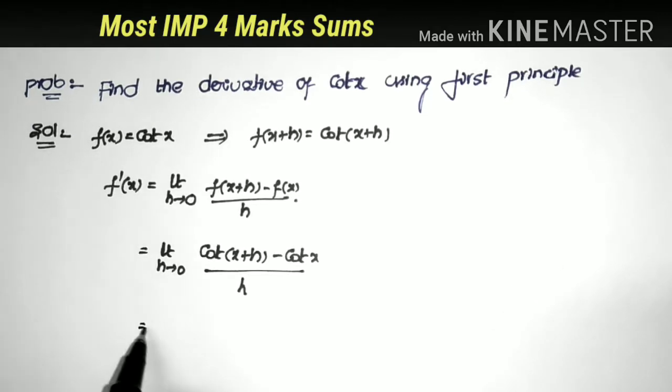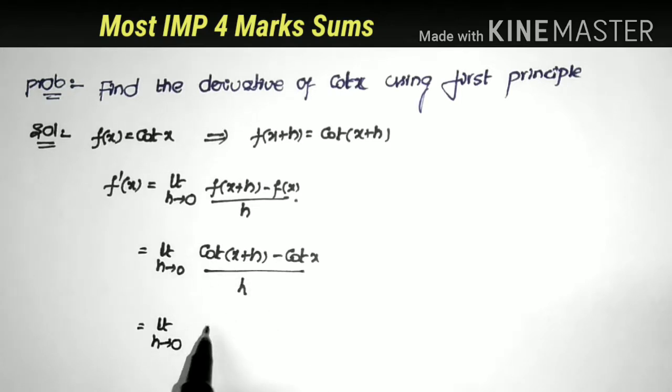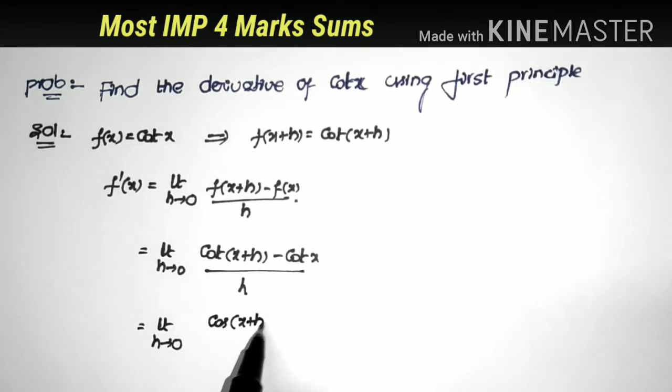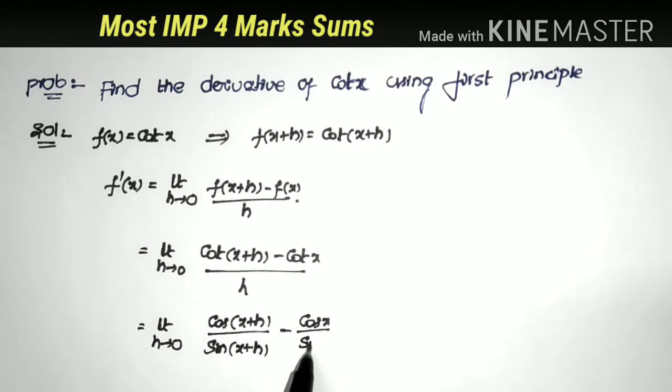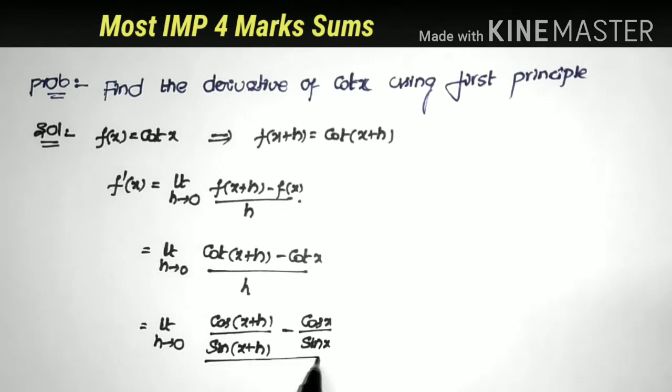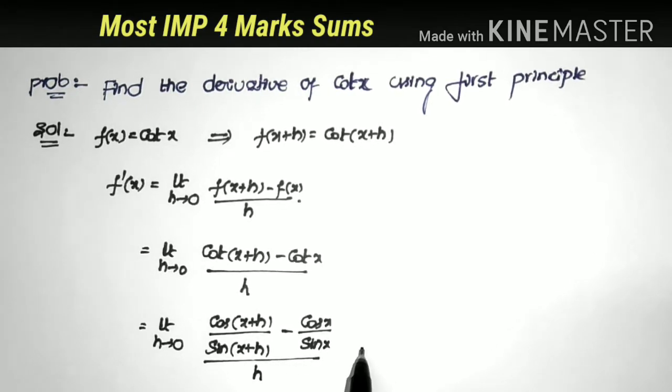And this is equal to limit h tends to 0 of cot x plus h. Cot of x plus h is nothing but cos of x plus h by sine of x plus h. Cot x is equal to cos x by sine x. So cot of x plus h is equal to cos of x plus h by sine of x plus h, minus cot x, which is cos x by sine x, whole by h.